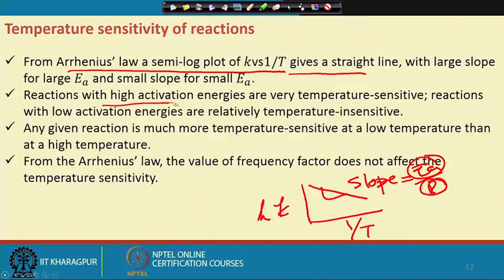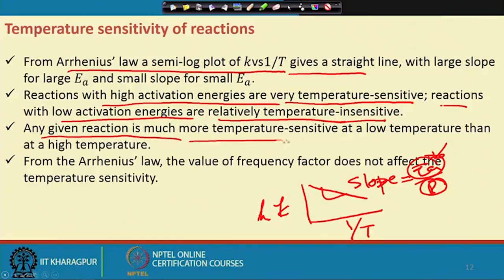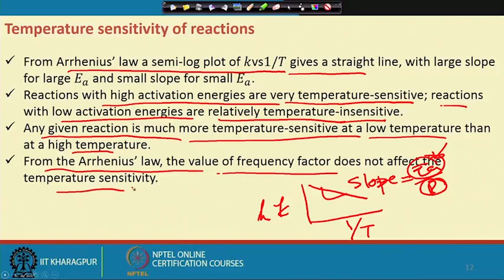Reactions with high activation energy are very temperature sensitive, and reactions with low activation energy are relatively temperature insensitive. So the activation energy plays a very important role as far as chemical reactions are concerned. Any given reaction is much more temperature sensitive at low temperature than at high temperature, that we have seen previously. And from Arrhenius law, the value of the frequency factor doesn't change with temperature, because that remains constant with respect to temperature.